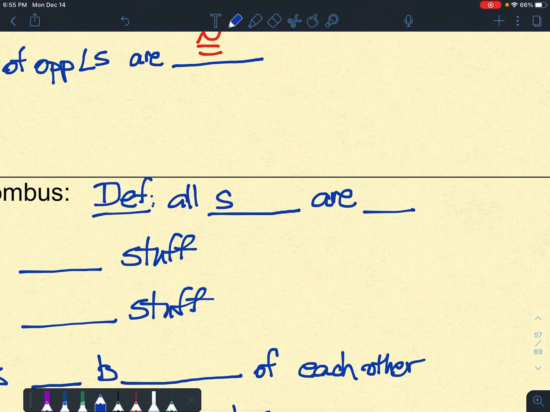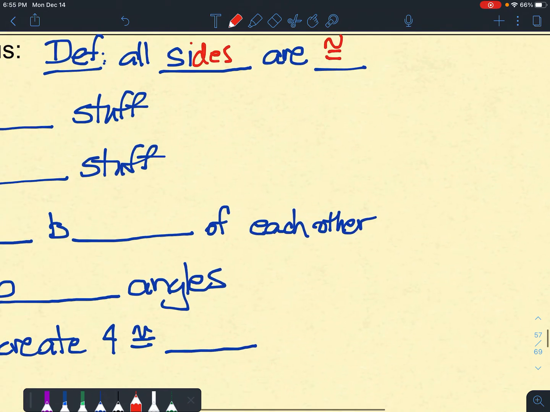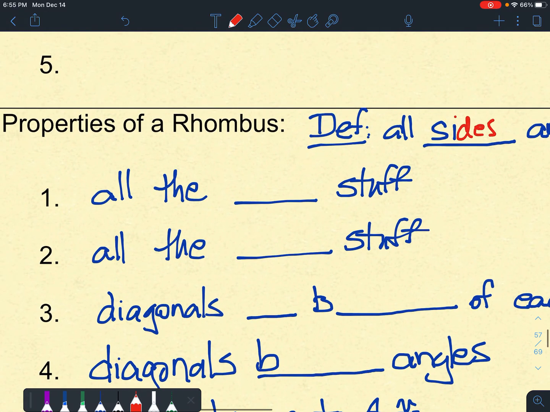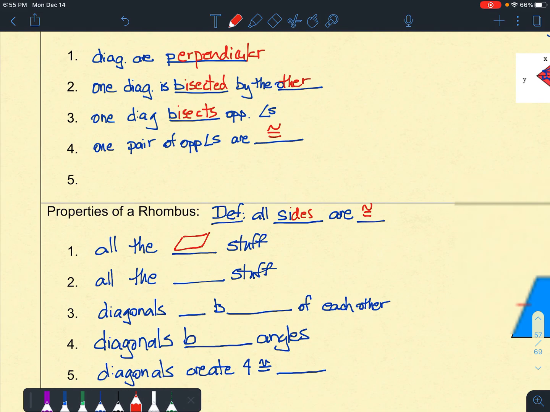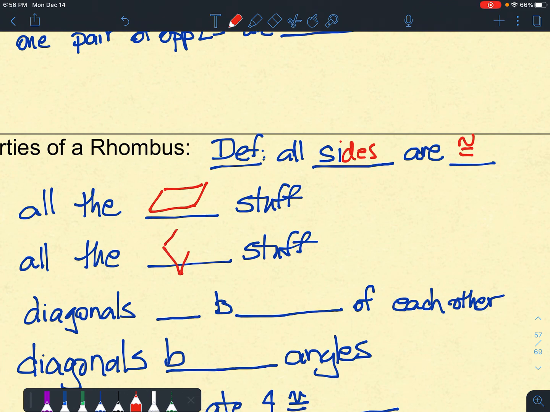Rhombus. All sides, again, this is the definition, all sides are congruent. All right, so that's what makes a rhombus a rhombus. So it's a parallelogram with 4 congruent sides. So all the parallelogram stuff we inherit, yeah? And then we also inherit all the kite stuff. So I draw a kite and I draw a parallelogram because a rhombus has both those features.